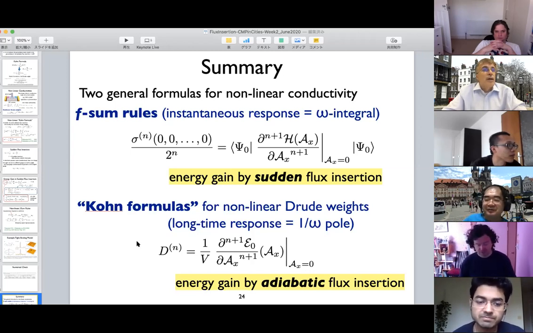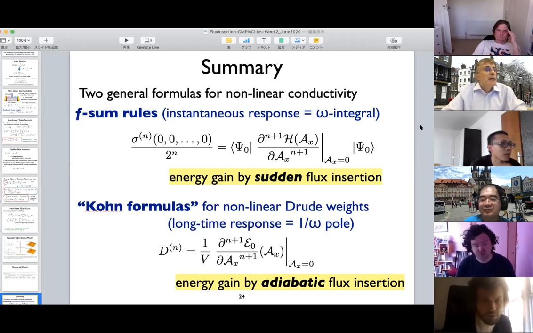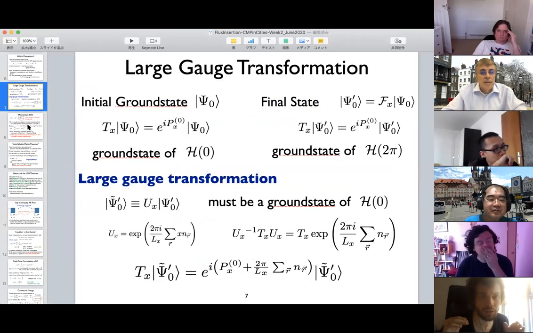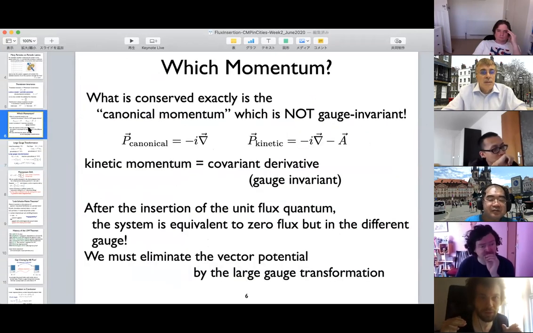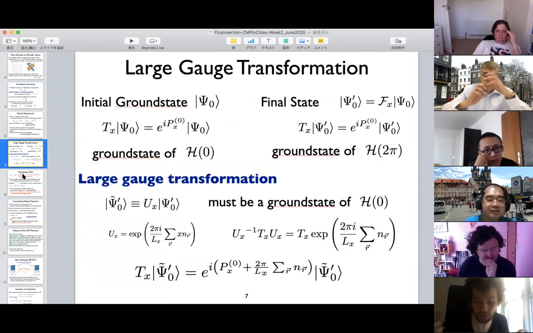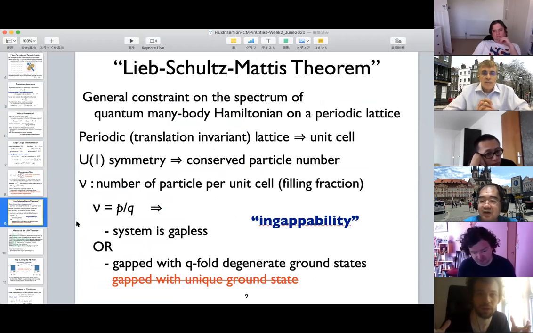All right, and one last question from Pavel Volkov. Hello, my question is about the first part of the talk where you had the adiabatic flux insertion for a system with some partial occupation. So if you have a Mott insulator, in principle, you're at half filling, right? So this argument would tell you that the ground state momentum is changed, and hence it's either gapless, which it is not, or it has a ground state degeneracy. But in principle, it also needn't be the case. So can you explain how this works in the Mott insulator case?